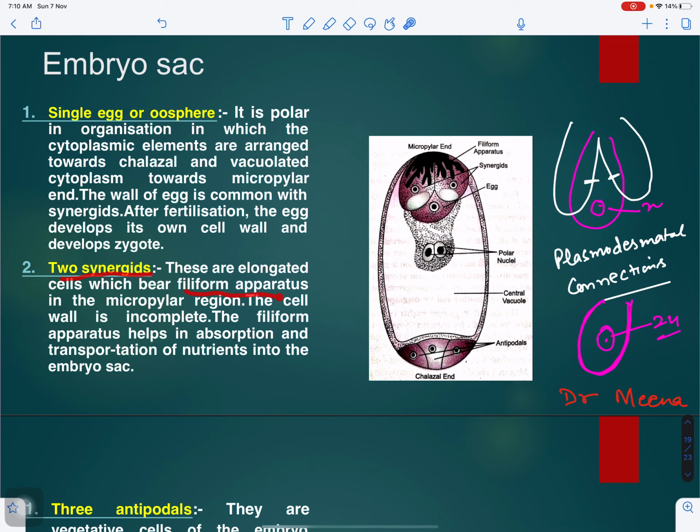They have filiform apparatus, right? The filiform apparatus, as we discussed, will help as a shock absorber. This will help in transportation of the nutrient toward the egg cell. This will also guide the pollen tube toward the egg cell. So these synergids are helping the egg in the fertilization process.